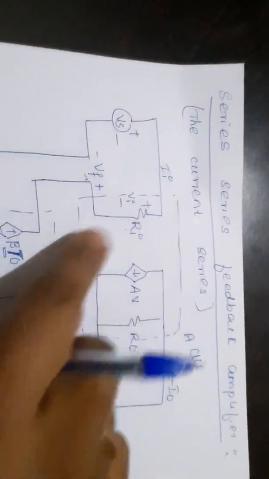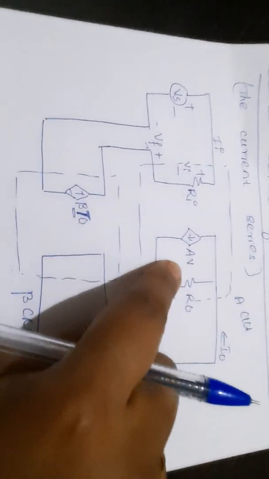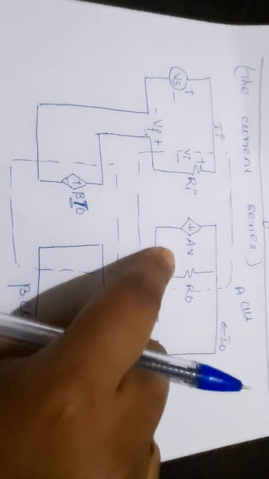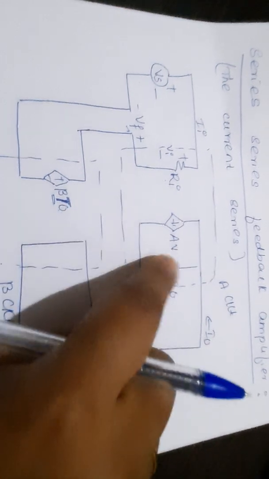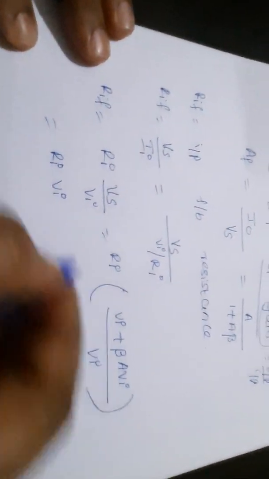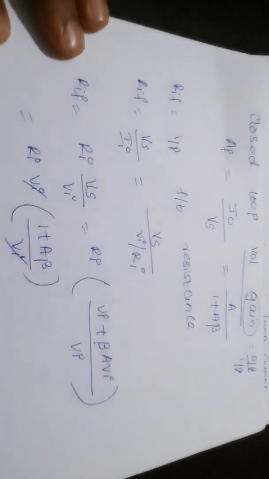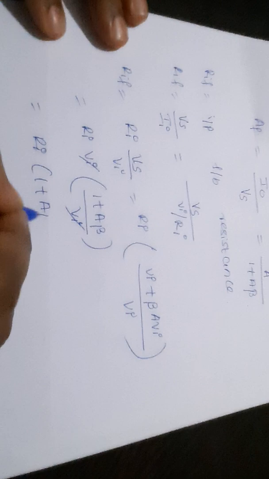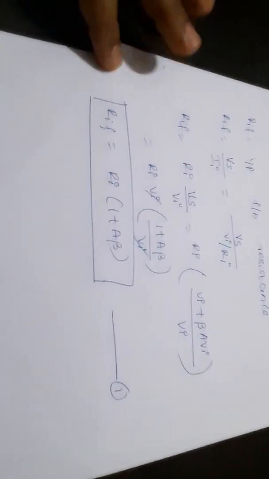Vs is equal to Vi plus beta I0, and I0 is A Vi. So we will be writing Vs as Vi plus beta I0, where I0 is A Vi. If I take Ri common, it becomes 1 plus A beta. So we have Ri into bracket 1 plus A beta as the input feedback resistance. This is the expression for RIF.